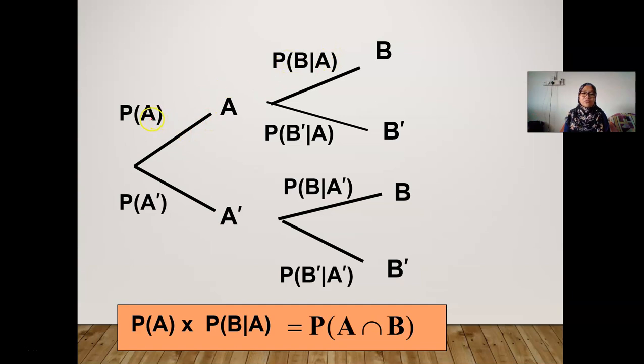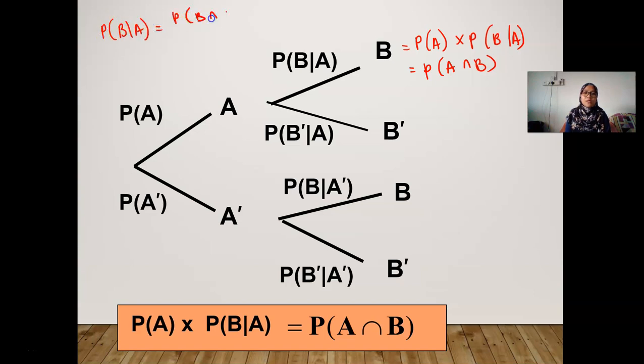So when you multiply these two, P(A) multiplied with P(B given A), this is actually P(A intersect B), right? It is coming from this formula, P(B given A) equals P(B intersect A) over P(A). So when you multiply this to the left-hand side, this formula, P(A) multiplied with P(B given A), you will get the intersection between B and A, or A and B. Okay, the same.